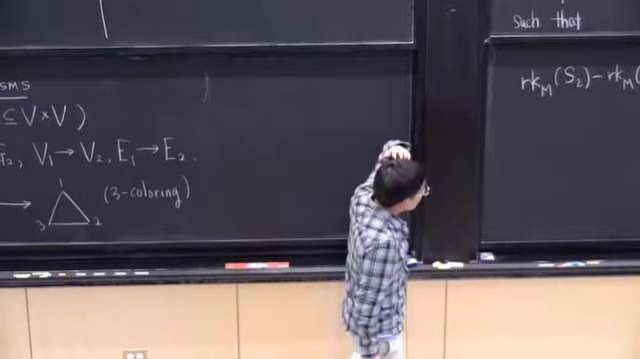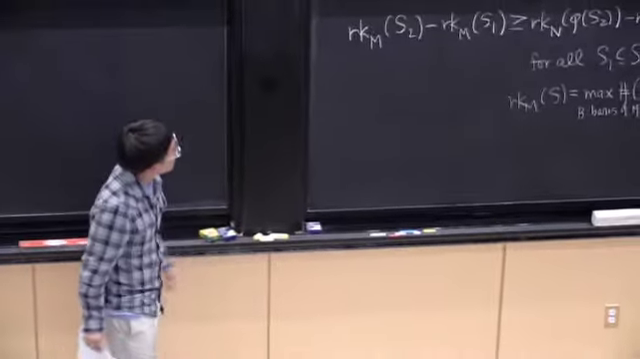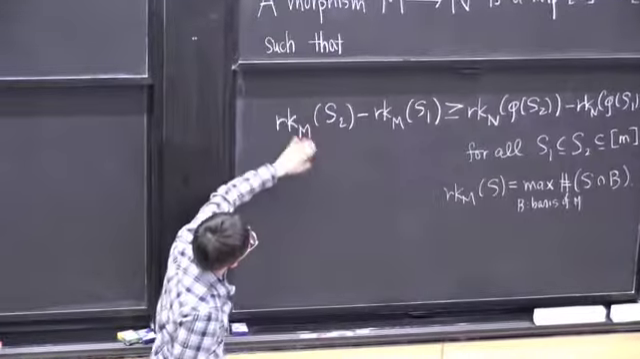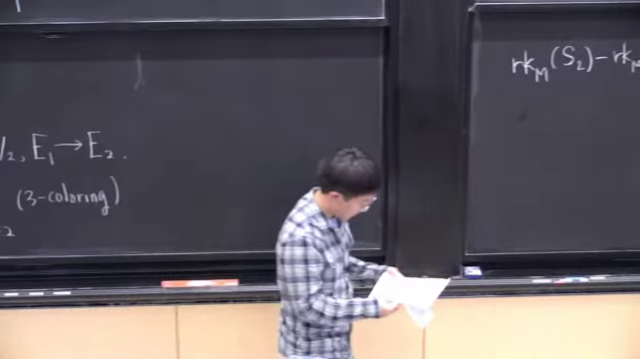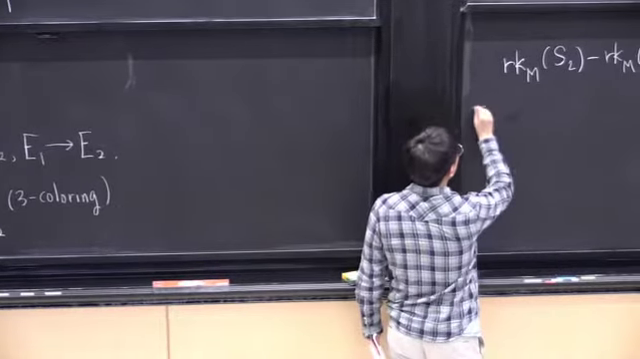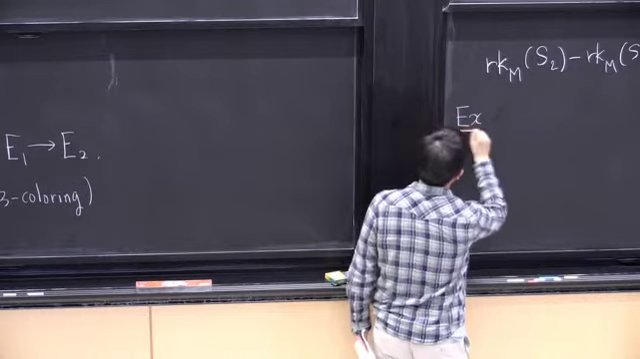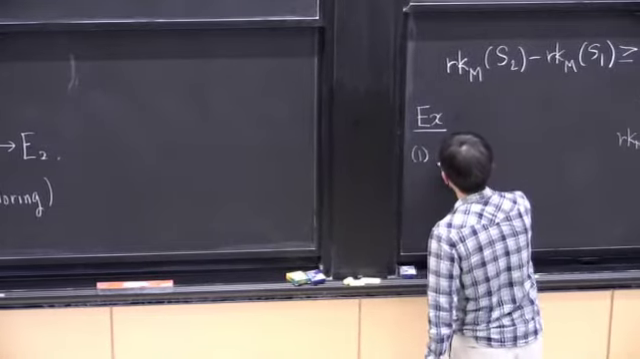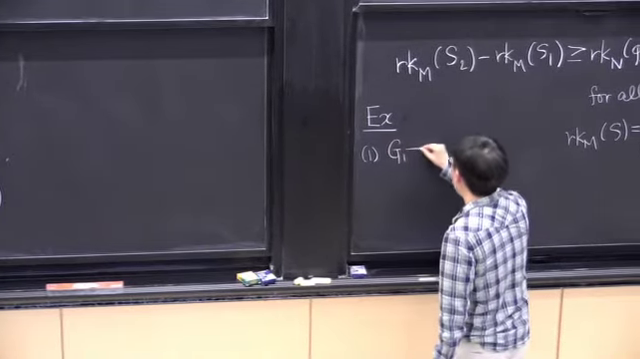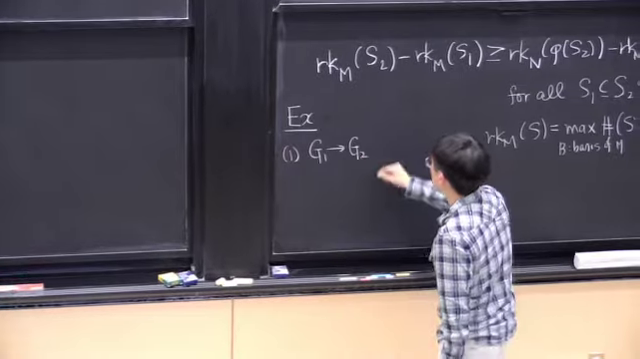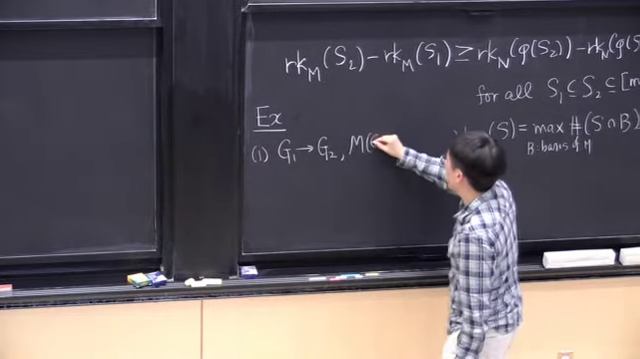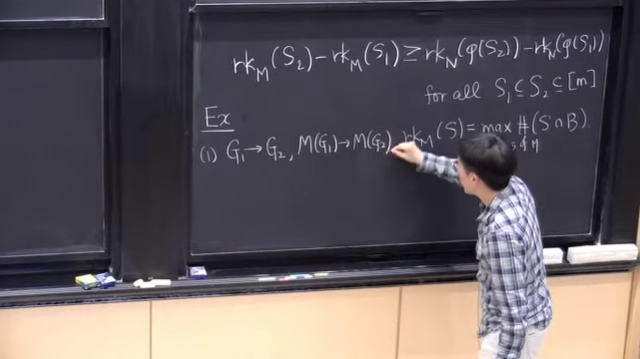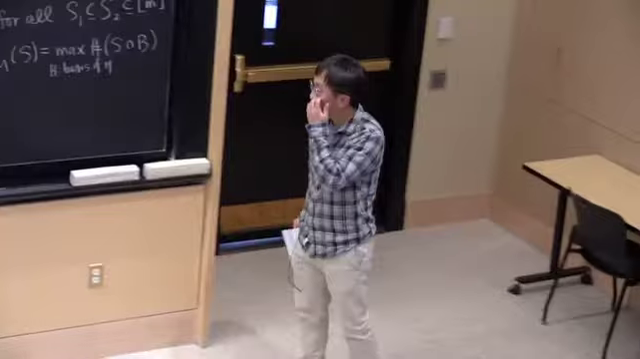So for those of you who know, this notion is nearly identical to the notion of strong maps, except that I'm not dealing with any imaginary elements or things like that. And then you check that it does what we want it to do. So for example, if you have a map from G1 to G2, the induced map between the edges gives a morphism from M(G1) to M(G2).